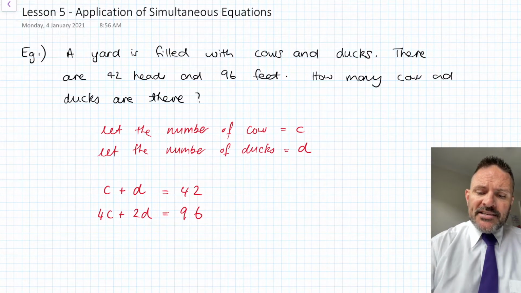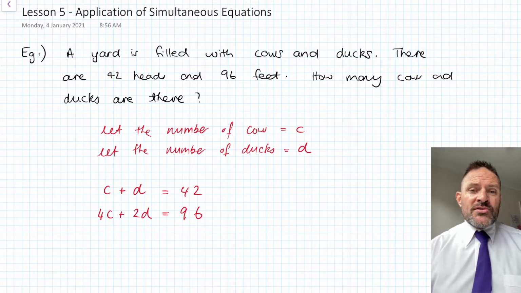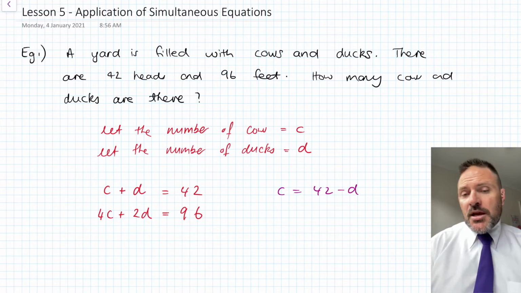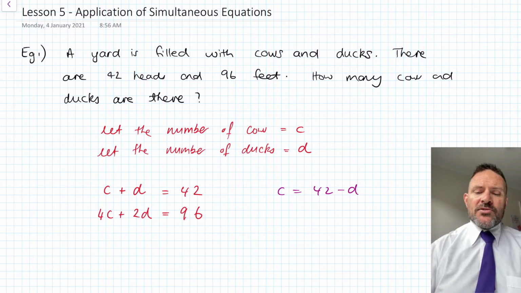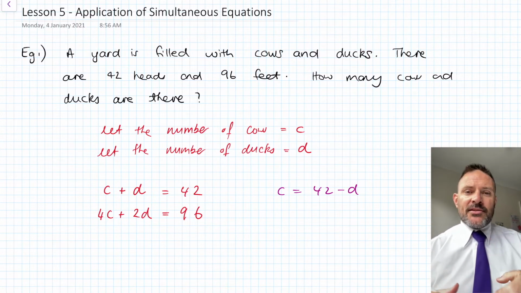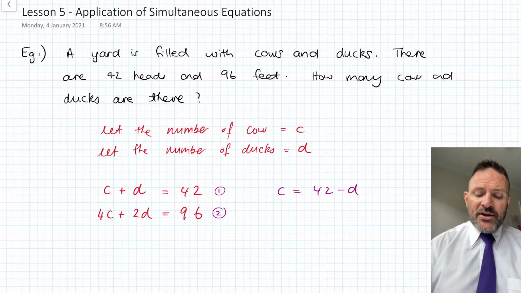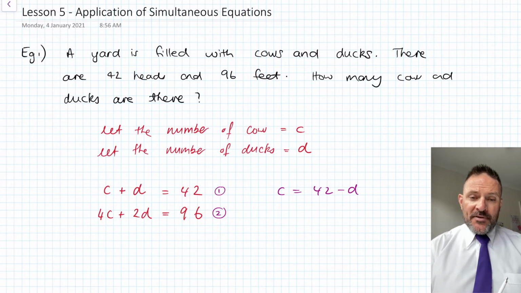The next step, I guess, is saying, am I going to use substitution or elimination? Well, you could use substitution if I let something like C equals 42 minus D. That's no problems at all. But you know that I kind of like to use elimination if it's set nicer like this is. I'm going to call this equation 1 and equation 2. I can identify very quickly that I can't add or subtract at the moment because I don't have the same number of cows or ducks going on here, or C's and D's.